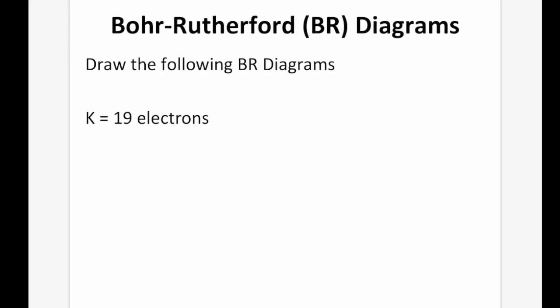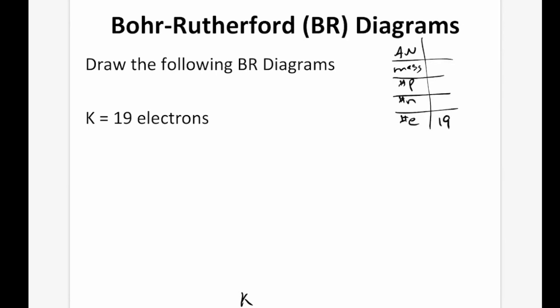Potassium. So we're going to write potassium down here at the bottom. We're going to make our chart. We're going to say atomic number, mass, number of protons, number of neutrons, number of electrons. And we're just going to really quickly draw a chart here. Now the number of electrons, like we were told, is 19.